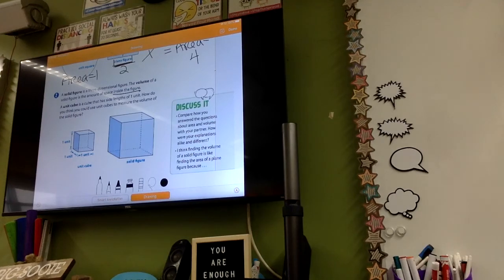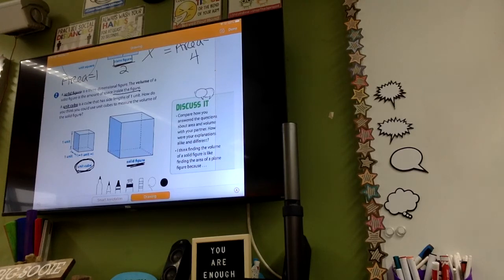Okay. So it says a unit cube is a cube that has side lengths of 1 unit. How do you think you could use unit cubes to measure the volume of the solid figure? I want you to try and answer that question on your own. Write down your answer, and then we're going to talk about it in just a second. So you would take however many unit cubes it takes and fill up your solid figure, and then you would count how many cubes you have, and that's your volume. Okay? So let's look at page 6.